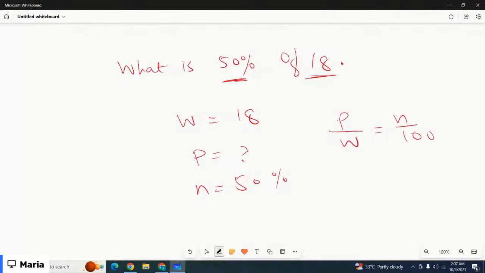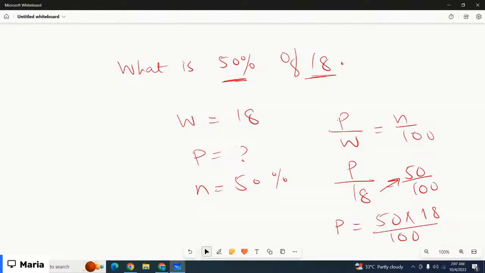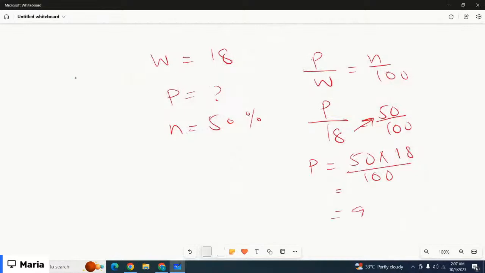You have to calculate the part. Whole is 18. The total is 18, right? And what part? 50%. So you have to multiply 18 on both sides. So it would be 50 times 18 divided by 100, right? So 18 times 50 is 900, and 900 divided by 100 is 9. That means 50% of 18 is 9. 50% means half of 18, right? And we know that half of 18 is 9, right?